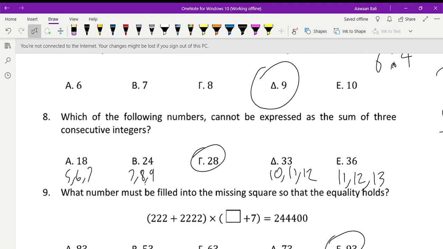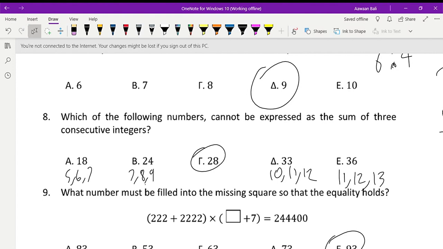8. Which of the following numbers cannot be expressed as the sum of 3 consecutive integers? Now we have 18, 24, 28, 33, and 36. As you can see here, consecutive integers are numbers which are in order on the number line. If you add them together, 5 plus 6 plus 7 is 18, 7 plus 8 plus 9 is 24, 10 plus 11 plus 12 is 33, 11 plus 12 plus 13 is 36. So you can say gamma, 28.